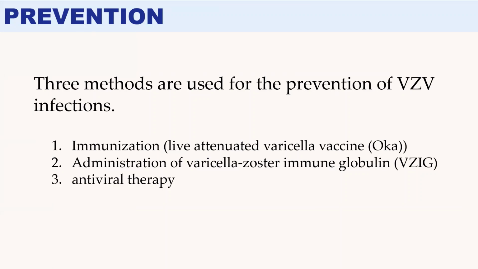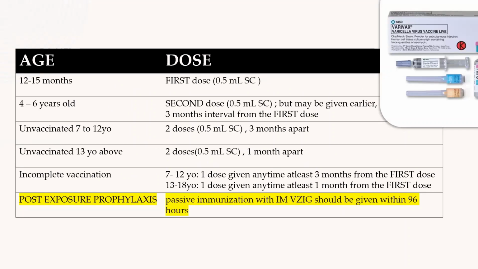For the prevention, there are three methods that are used for the prevention of varicella zoster infection. First is through immunization. So we can give live attenuated varicella vaccine. Second is the administration of varicella zoster immune globulin. And lastly is giving antiviral therapy, which can be given as a prophylaxis to individuals at high risk who are ineligible for vaccination and who are beyond the 96-hour window after direct contact. So the first and second methods will be discussed further in this table.